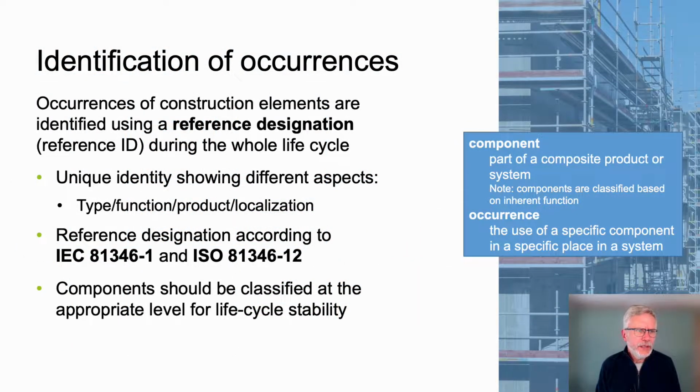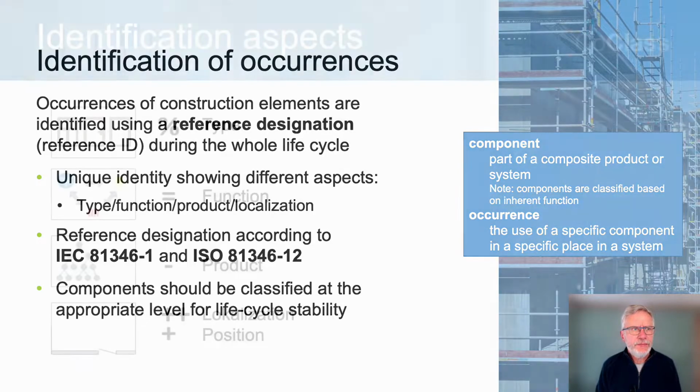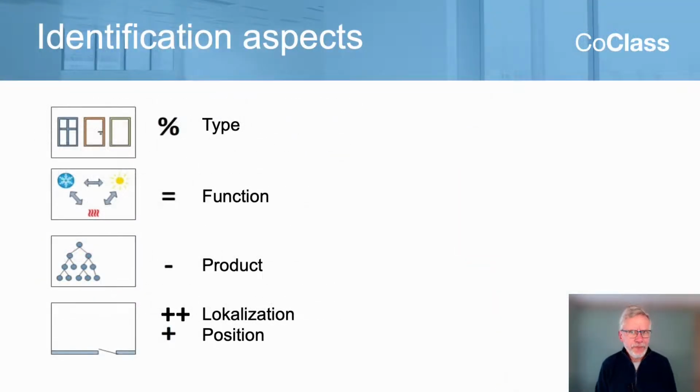So the occurrences are defined or described using this reference ID, and it's a very strict and logical system defined in 81346 part 1 and part 12, with the components, the occurrences and so on. And you can classify using different aspects. The type aspect shows, for instance, what type of window it is; the function, saying simply that this is a window which is defined as a light controller.